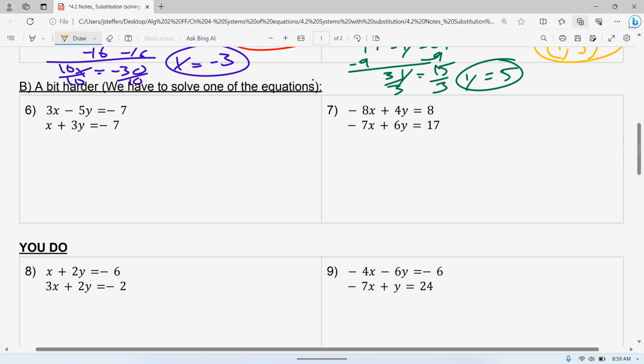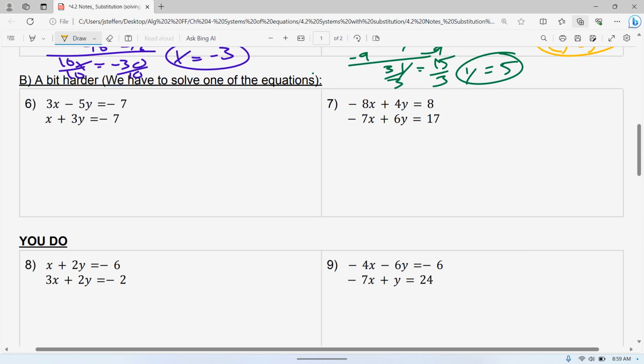Okay, so moving on to the next ones, and I've got a couple things I'll say before we start this one. Number 6 and number 7 are a little bit about that in a second. But honestly, unless I tell you to use substitution for these, most of you guys, if you see one like this, you'll use elimination.